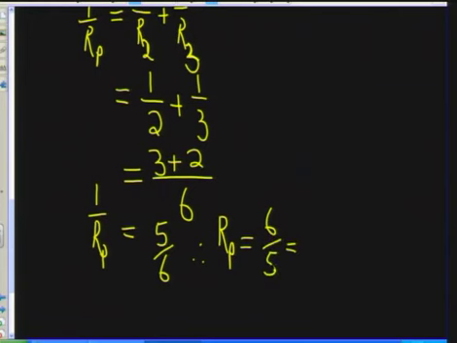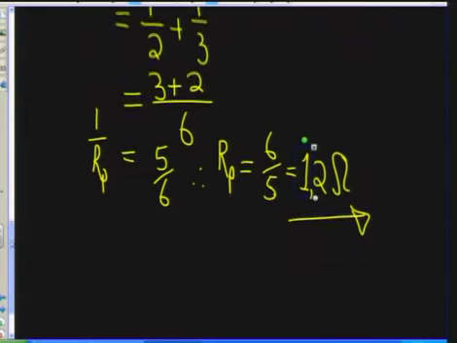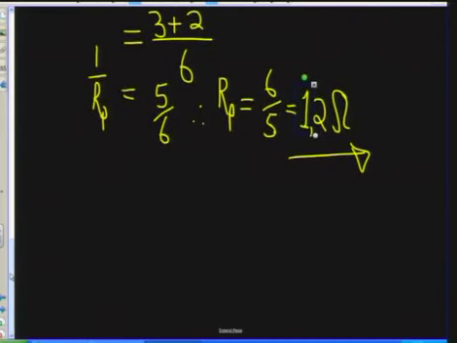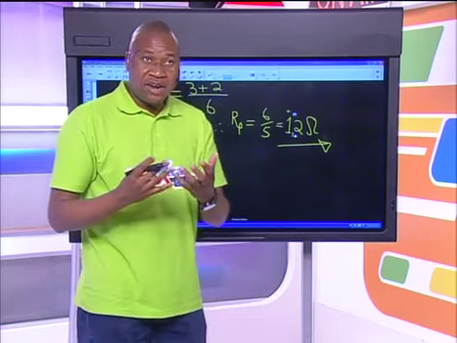And that gives you what? 5 into 6 goes once, remainder 1. 5 into 10 is 2 times. So now you know that the equivalent resistance for the parallel connection is 1.2 ohms. But I haven't answered the question at this point. The question wants me to get the total resistance.